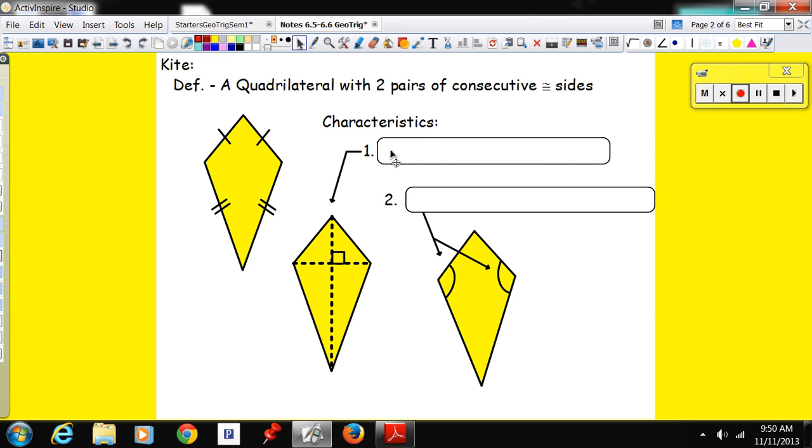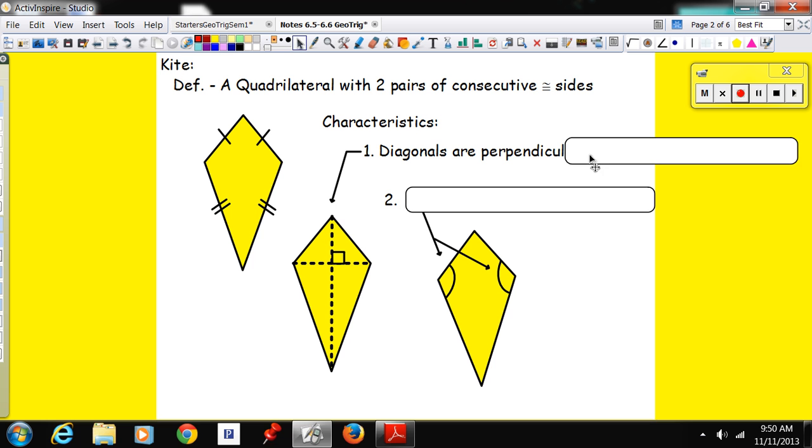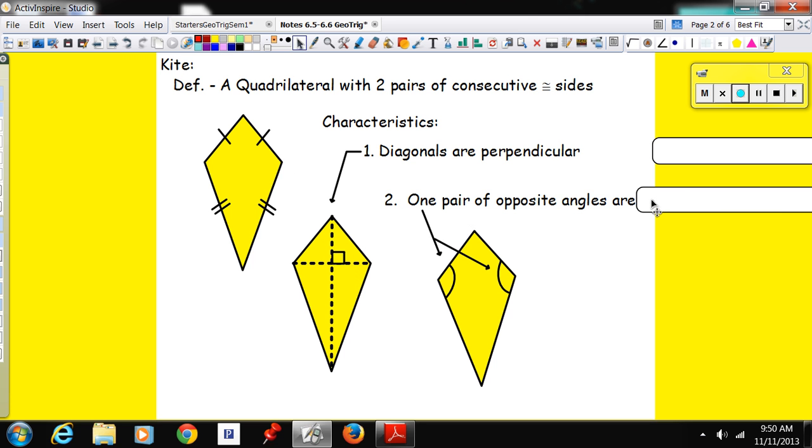In a kite, the diagonals are always going to be perpendicular. So you can see they will always make 90-degree angles in a kite. So that's one characteristic of every kite. And in every kite, 1 pair of opposite angles are congruent. So here you can see that in this kite, it's this pair that are congruent. This angle is definitely bigger than this angle down here. Those are not congruent ones, but between the sides that are not congruent, you have your congruent angles. So you always have 1 pair of congruent angles in a kite.